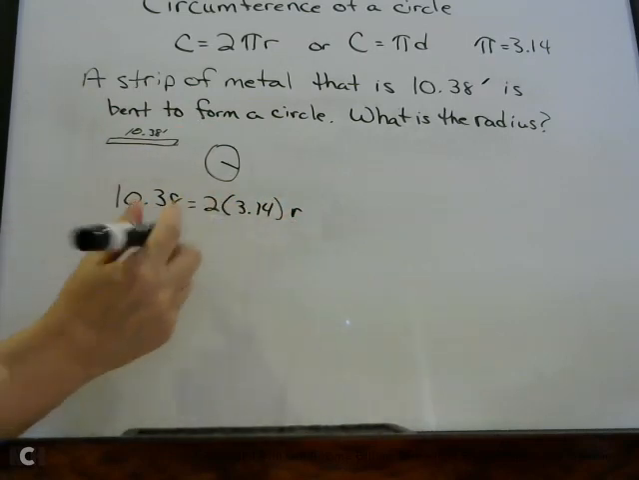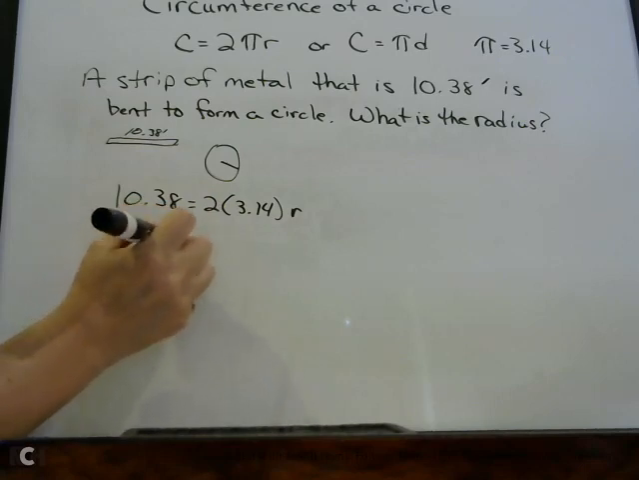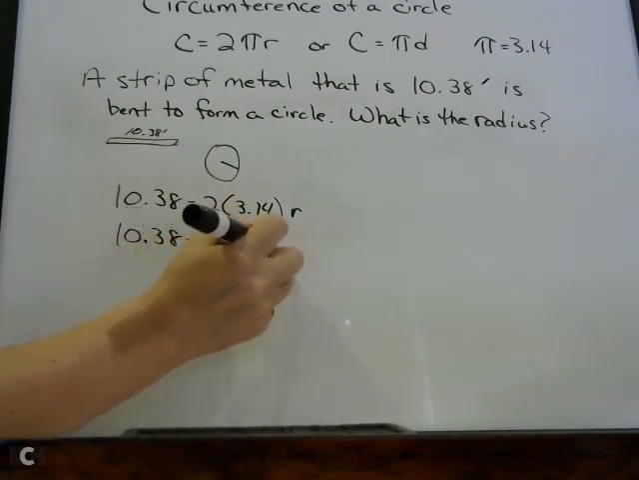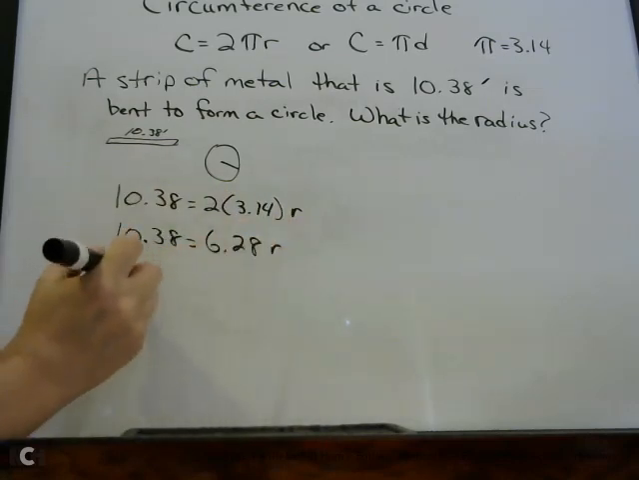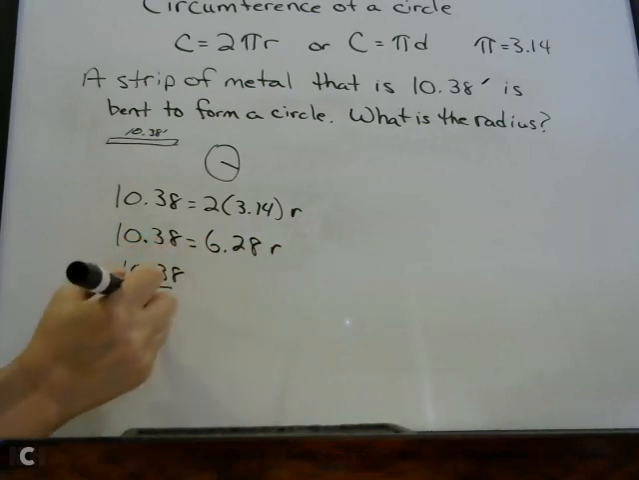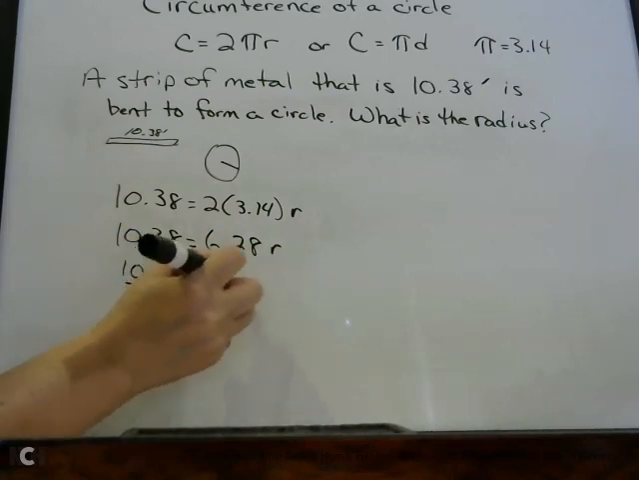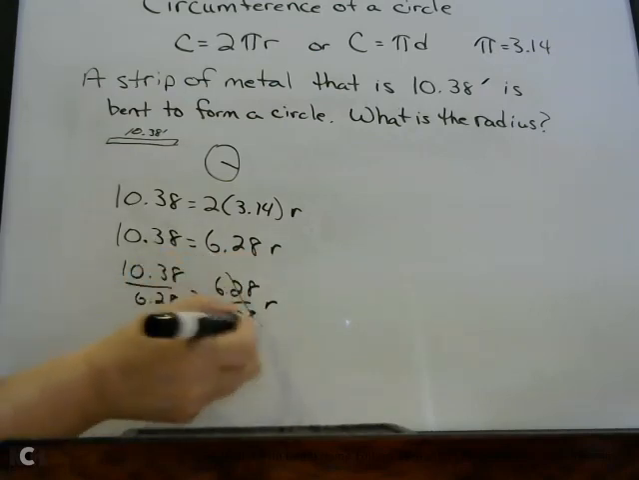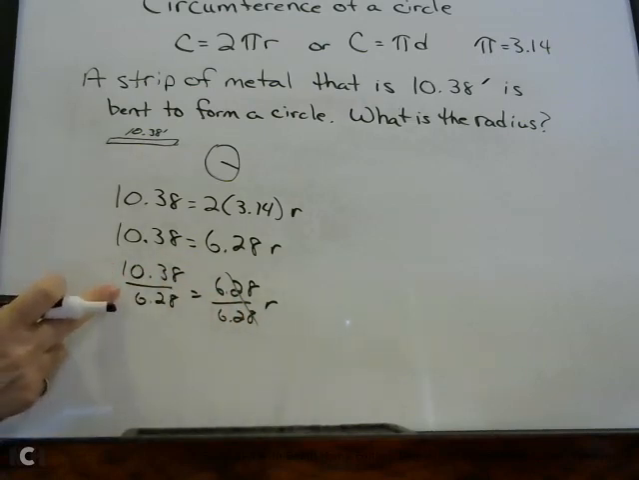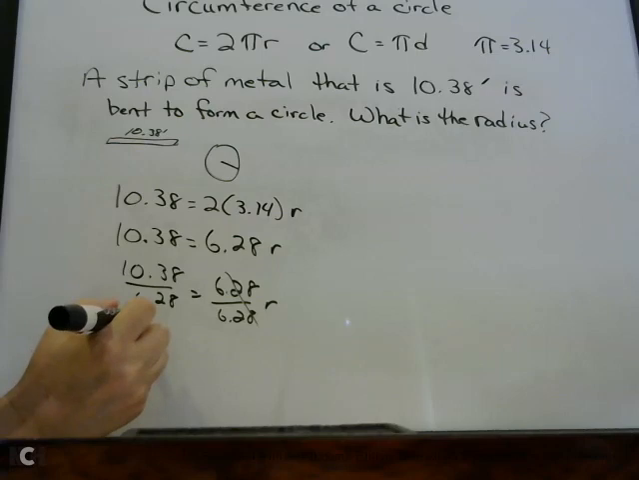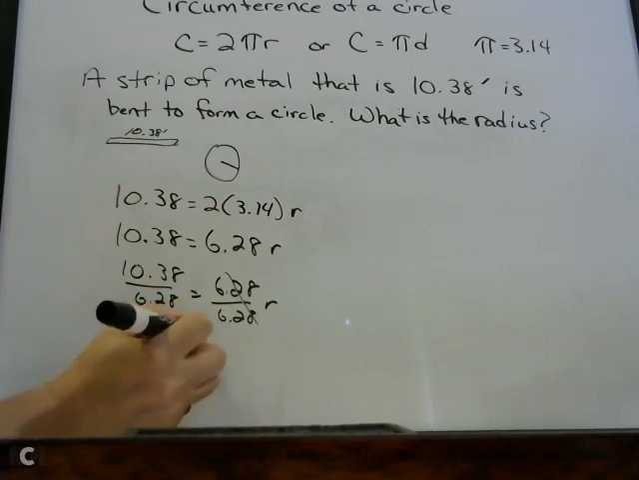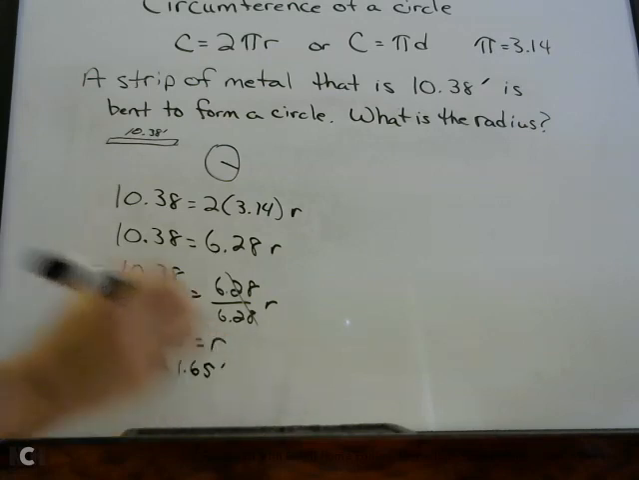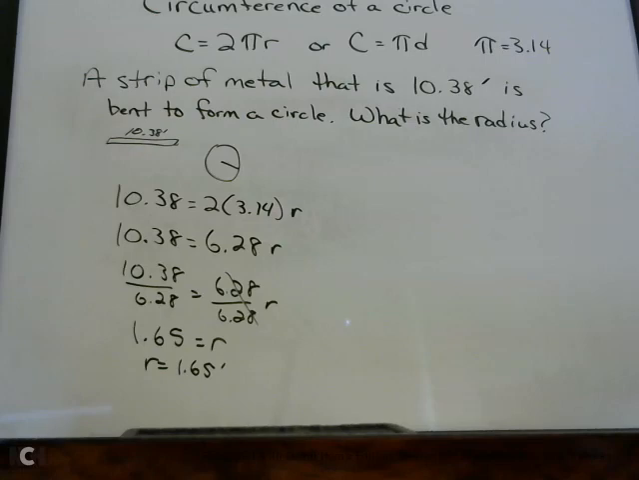We'll first do this multiplication. So we have 10.38 equals 2 times 3.14, which is 6.28 times the radius. We want to get the radius by itself, so we're going to divide each side by 6.28. These cancel out. 10.38 divided by 6.28, you stick that in your calculator, you get 1.65 equals r, so the radius is 1.65 feet. So that's how you would do that problem.